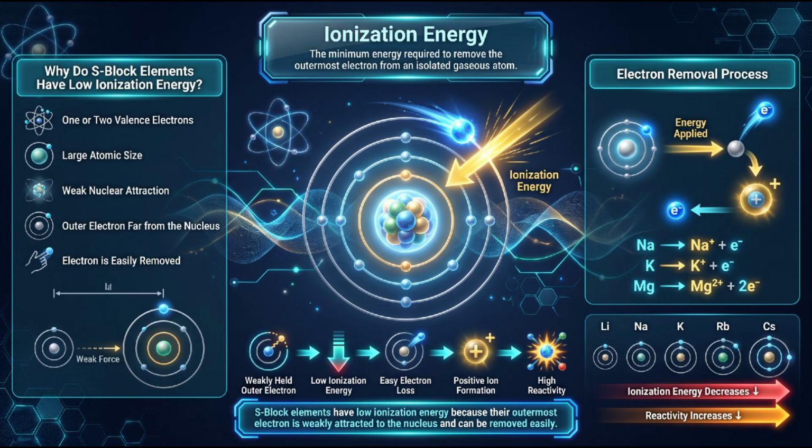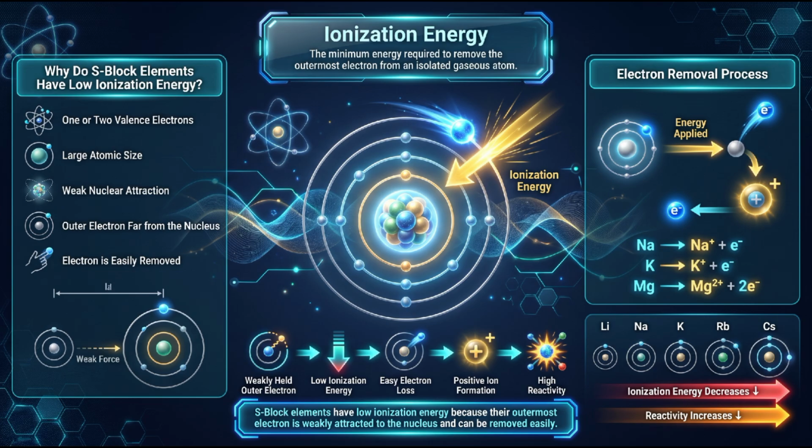The image also explains an important relationship. Weakly held outer electron, low ionization energy, easy electron loss, positive ion formation, high reactivity. This sequence summarizes the behavior of s-block elements perfectly. Since the outermost electron is weakly attracted to the nucleus, only a small amount of energy is required to remove it. Easy electron removal produces positive ions very quickly.